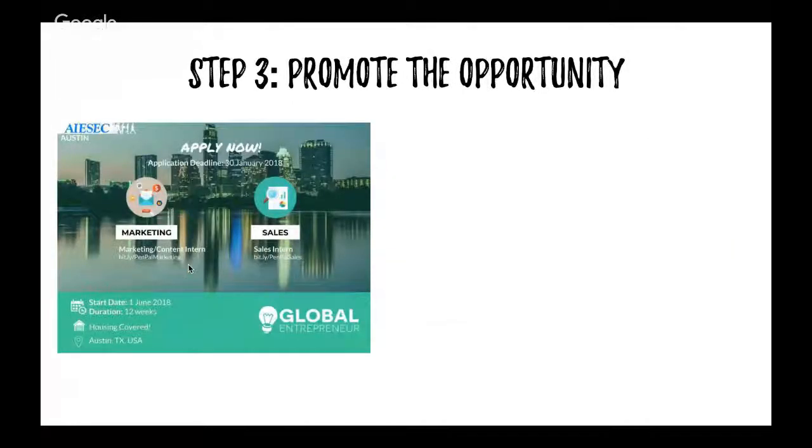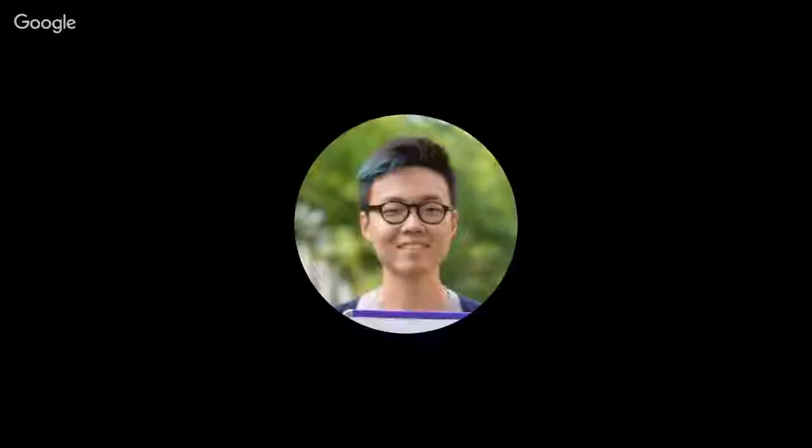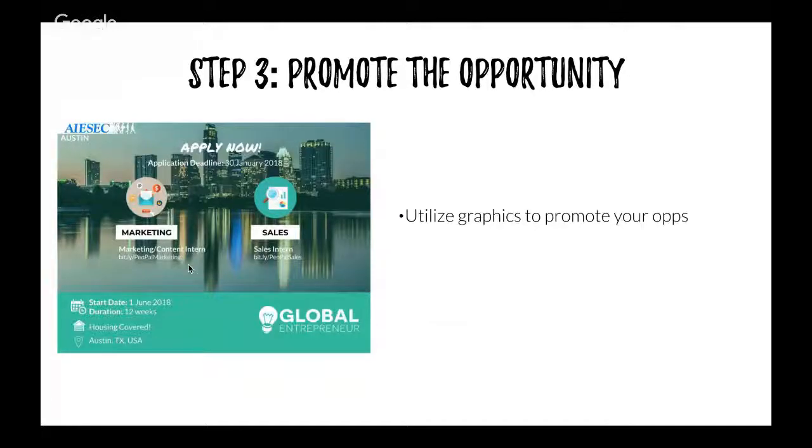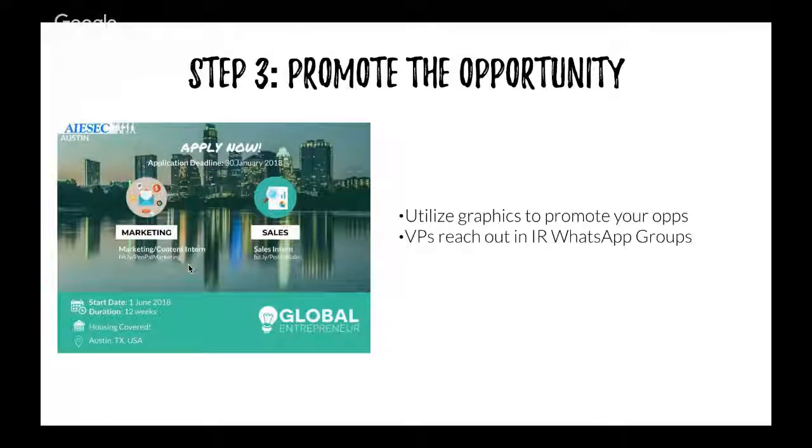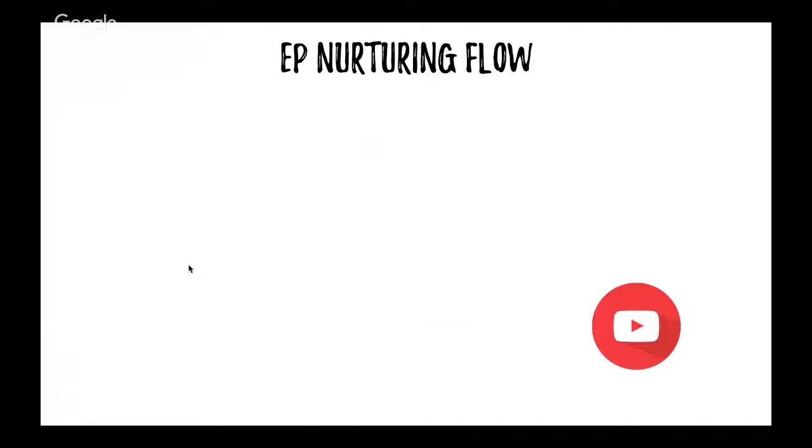Then start promoting the opportunity. Create a graphic to promote your ops. This is a really easy template. I know Northwestern and Austin are definitely using this one. I think they do at least. And have VPs reach out in the IR WhatsApp groups, and we'll be making more as we move into the approval peak. And then finally, the EP nurturing flow. That didn't animate properly, my bad.